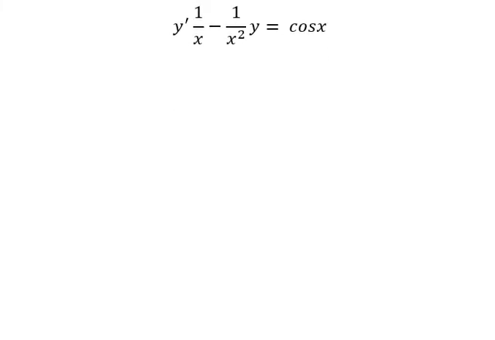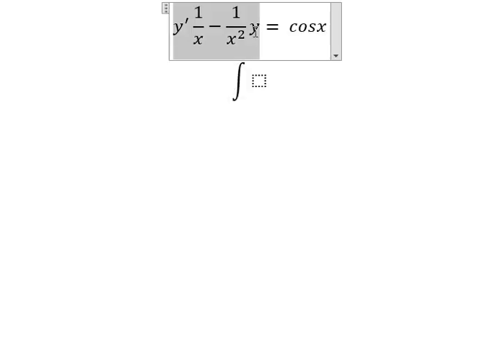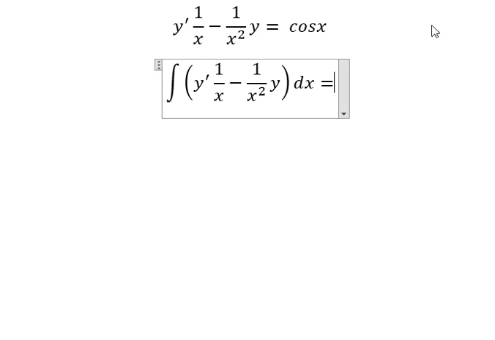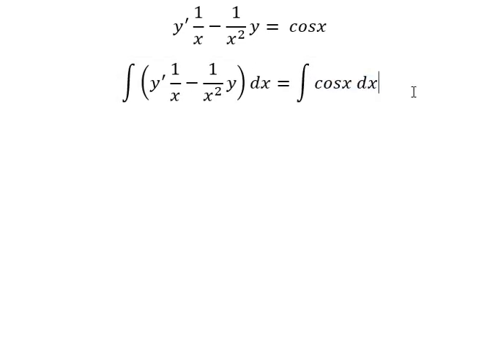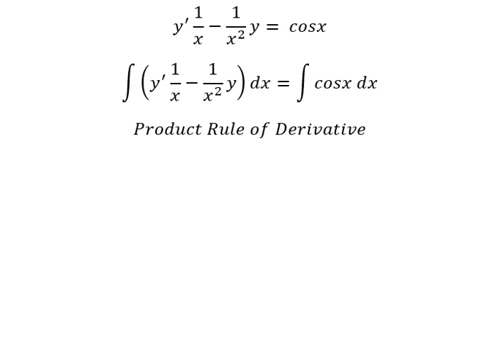Next, we need to integrate both sides. Next, we can use the product rule of derivative. So we have the first derivative of y equals the first derivative of a multiplied by b plus the first derivative of b multiplied by a.